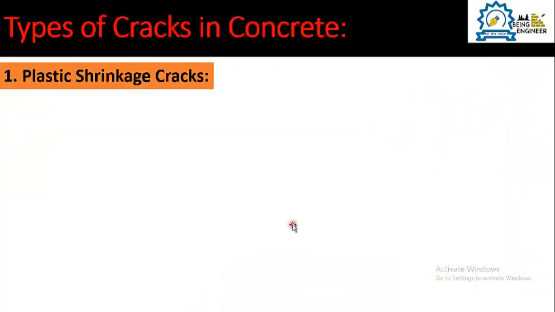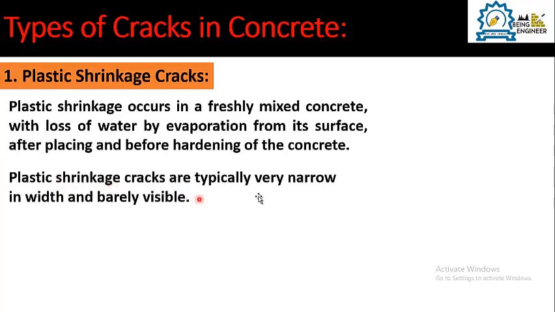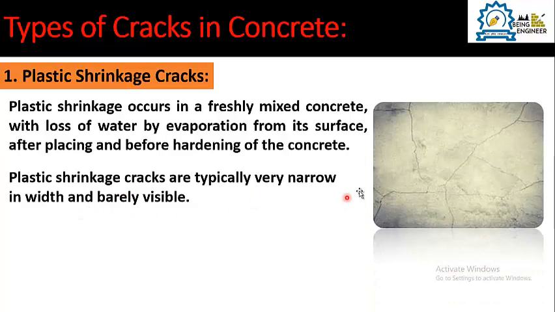First type of crack that can occur in a concrete is plastic shrinkage cracks. Plastic shrinkage cracks form in a freshly mixed concrete with loss of water by evaporation from its surface, after placing and before hardening of the concrete. Plastic shrinkage cracks are typically very narrow in width and barely visible. As you can see in this picture, these cracks are very narrow in width and barely visible.